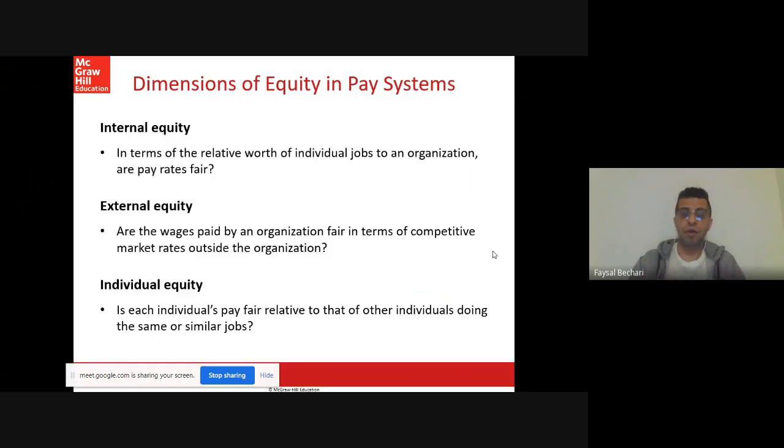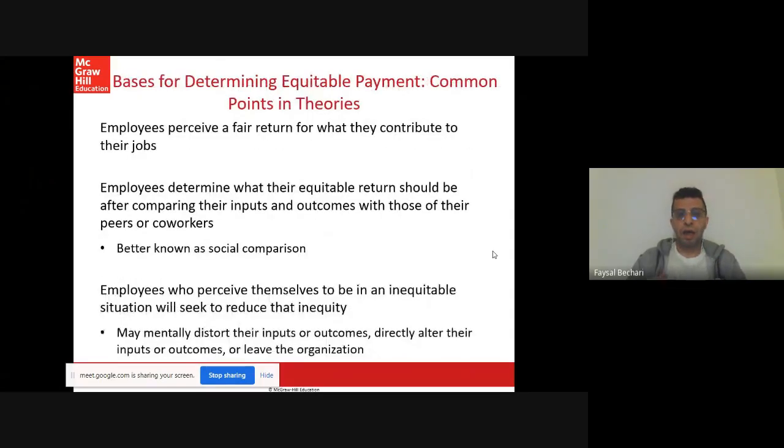If it's not fair, we'll go back to the same thing. You pay peanuts, you get monkeys. And that's something I always remember, because he said that 20 years ago. Individual equity: is each individual's pay fair relative to that of another individual doing the same or a similar job? So there is internal equity, there is external equity, and there is individual equity for each person.